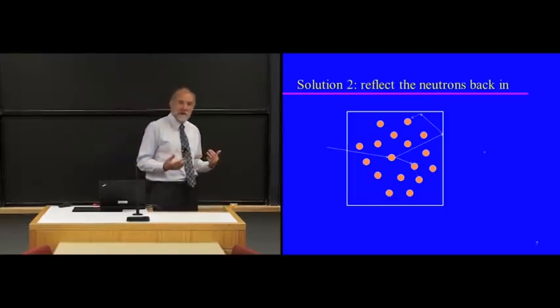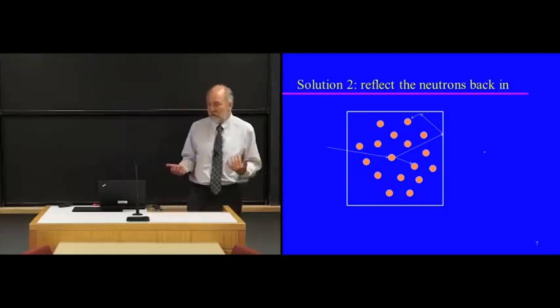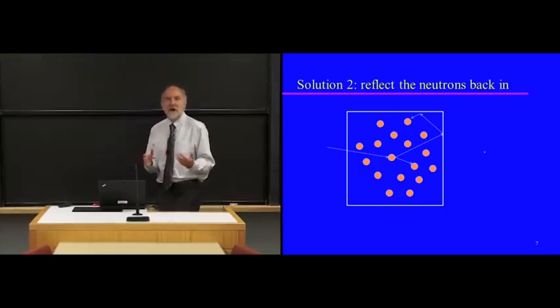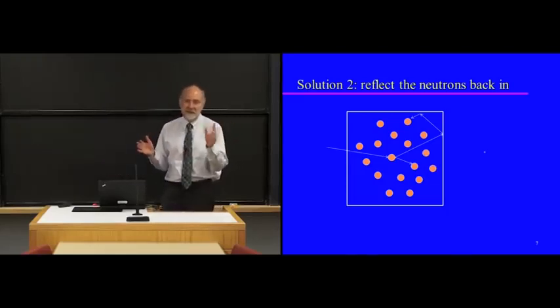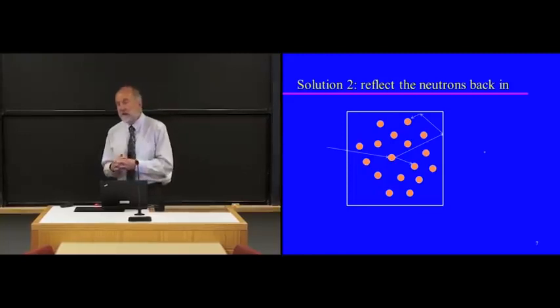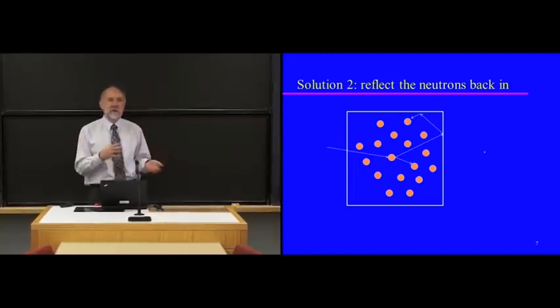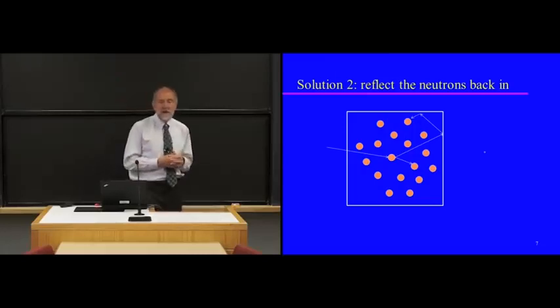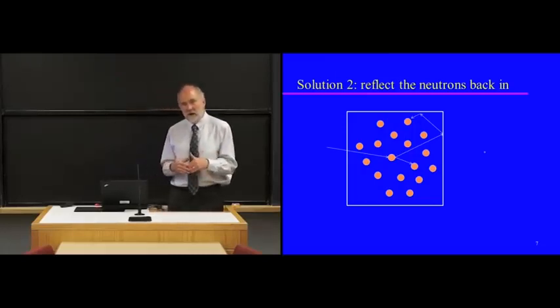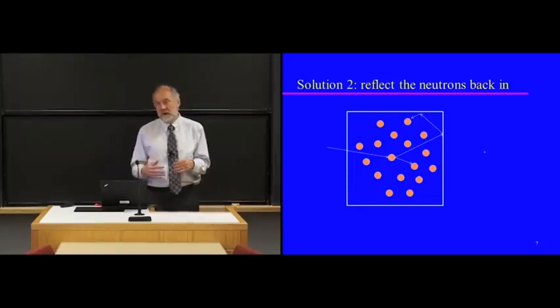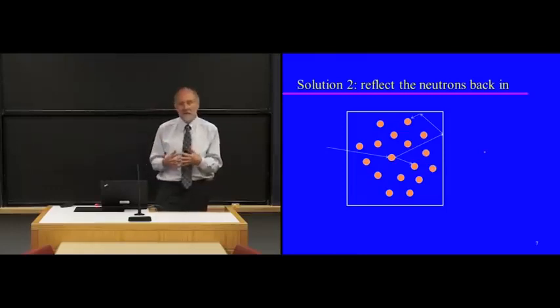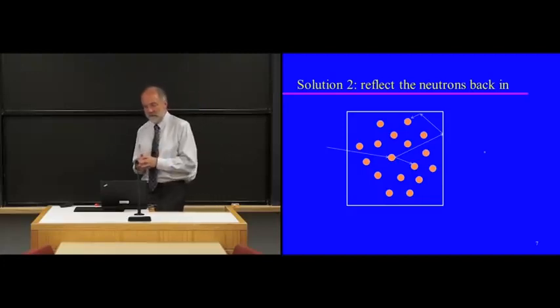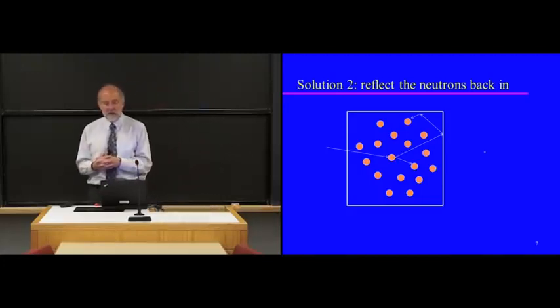Another idea is to reflect the neutrons back in. So here I've pictured the atoms in a box, and the box is a perfect reflector of neutrons. There isn't any such thing as a perfect reflector of neutrons. Okay, but there are things that will reflect neutrons more or less well. Generally, atoms that have a lot of protons and neutrons in their nuclei, the heavy atoms, tend to reflect neutrons better. But some of the lighter things can reflect neutrons somewhat as well.